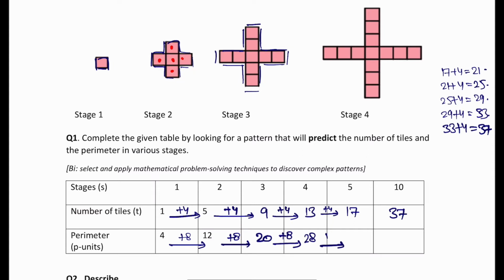Again, you can add 8 to it. 28 plus 8 gives 36. After that, up to the 10th stage, you have to move, so just add 8 five more times. Or just add 5 times 8 to 36. So 8 into 5 means 40 you are going to add, and this will become 76. If you want to check that this is correct, you can follow the same process for the perimeter also.